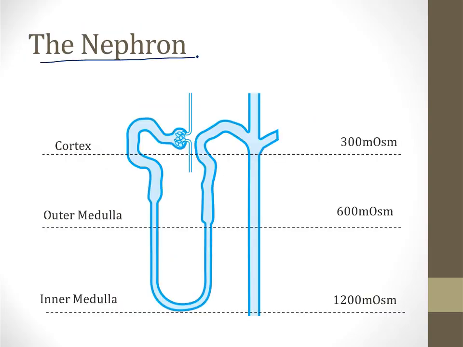Here's a drawing of the nephron from some of our renal modules. Out here in the inner medulla, the concentration is very high. It can be as high as 1200 milliosms. This draws lots of water out in the descending loop of Henle.